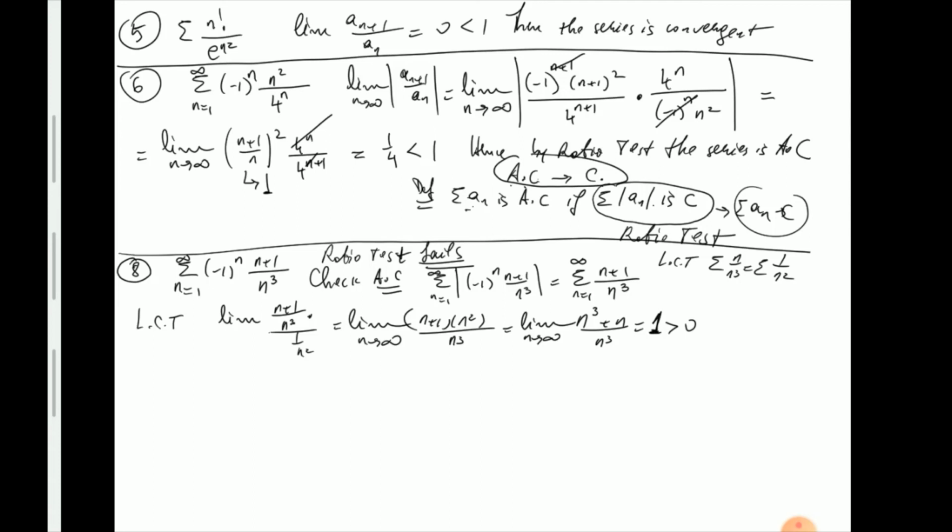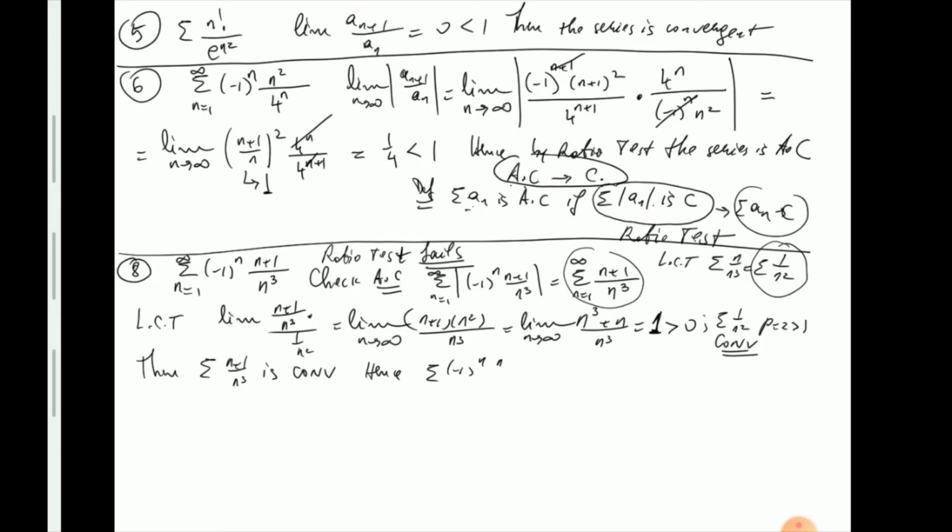What does the limit comparison test say? It says that the series that I have in the beginning behaves the same as the series I picked, 1 over n squared. Because the summation of 1 over n squared is a p series with p greater than 1, p equals 2, that p series is convergent, and that means the summation of n plus 1 over n third is convergent. Hence, the summation of minus 1 to the n plus 1 over n third, the original one, is absolutely convergent, and we are done.